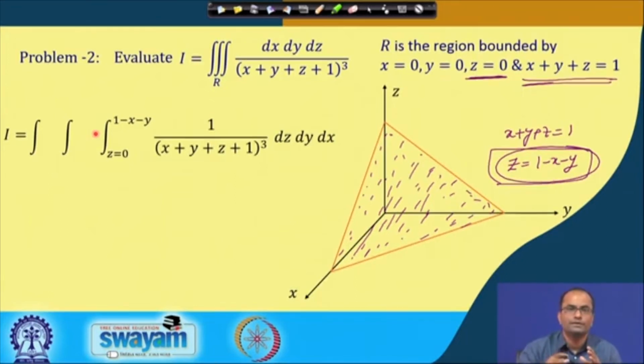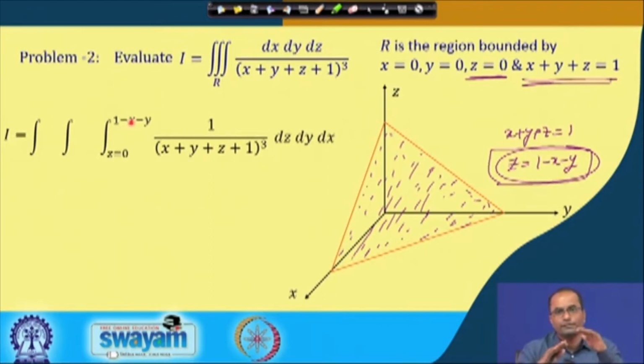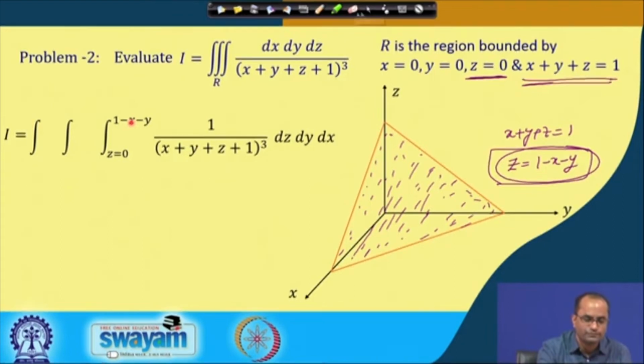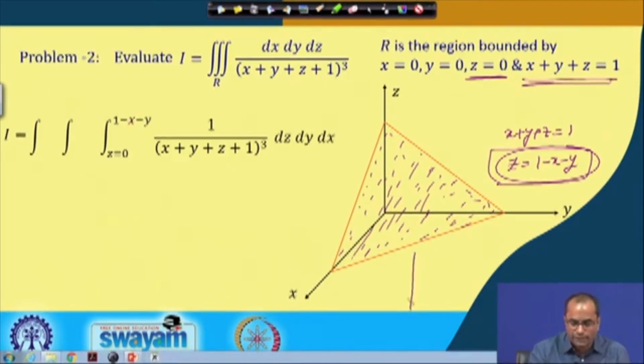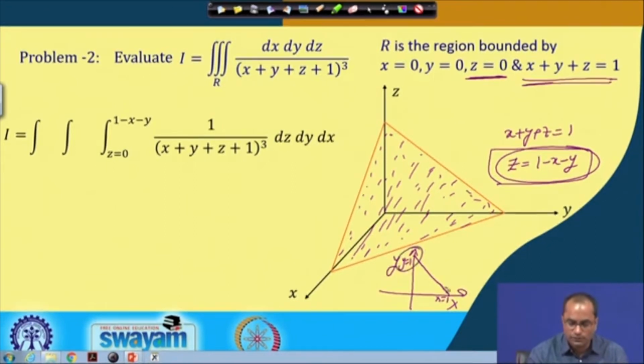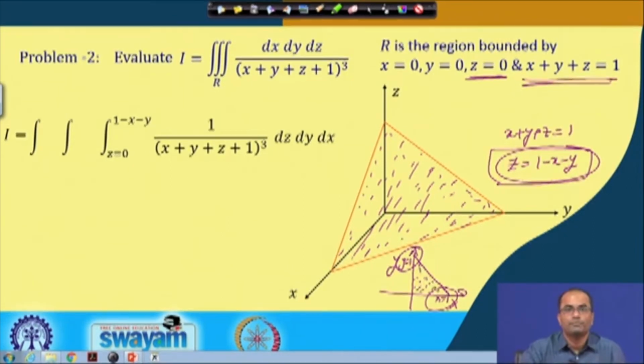Our volume we need to project now in the xy plane, because along the z axis we have computed the limits. So z goes from 0 to 1 minus x minus y, and now if we project this in the xy plane, so what we will get? If we have the x axis here, we have the y axis, then this will be the projection. This is cutting at x equal to 1, here also at y equal to 1. So this is now the projection in this xy plane.